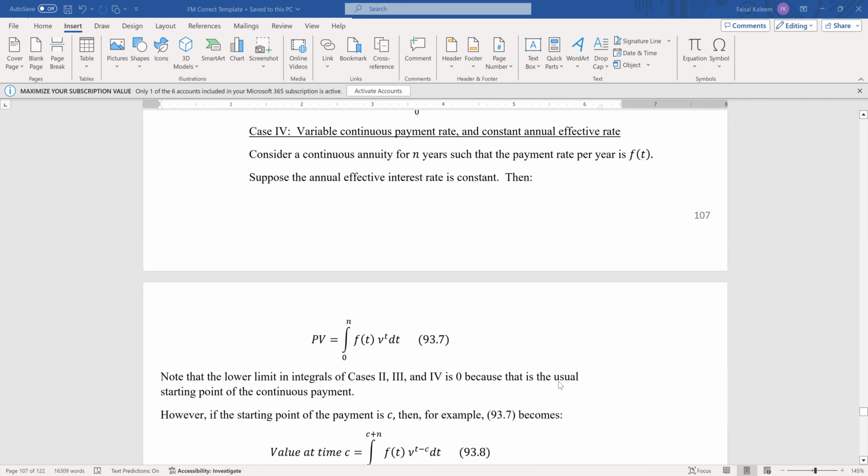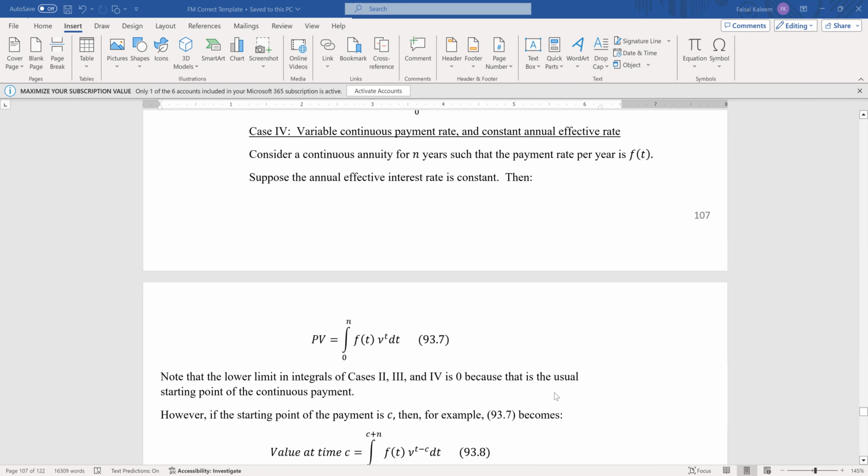Again, note that the outside integrals in cases 2, 3, and 4 start at 0 because usually in continuous annuities we consider an annuity which starts its payment right now. But there are situations where the payment is continuous but doesn't start right away. It starts at a particular time, at a later time.